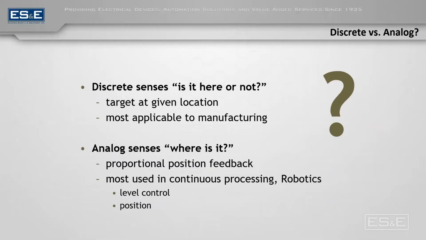Analog sensors are another type of output we see. Typically, it's proportional position feedback, used in a lot of robotics, continuous processing, looking at level control, and again, positioning.